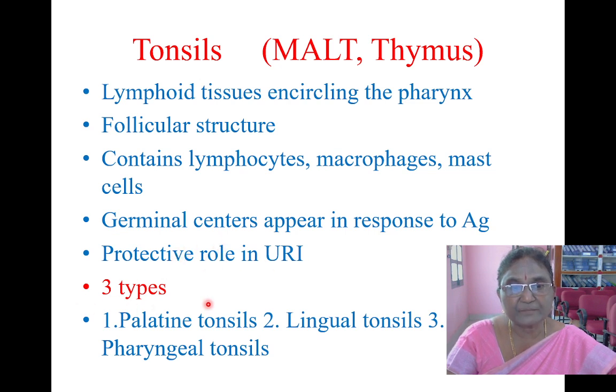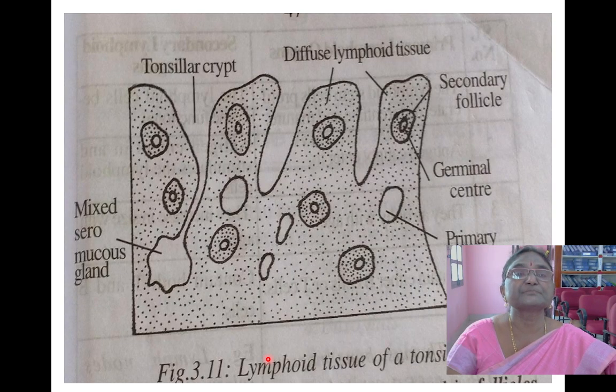Tonsils are of three types, namely palatine tonsils, lingual tonsils and pharyngeal tonsils. Palatine tonsils are present at the palatine region. Lingual tonsils are present at the base of the tongue. Pharyngeal tonsils are at the back of the pharynx. They are also known as adenoids.